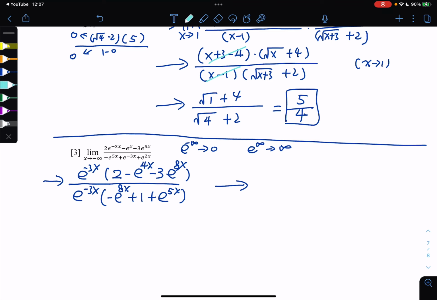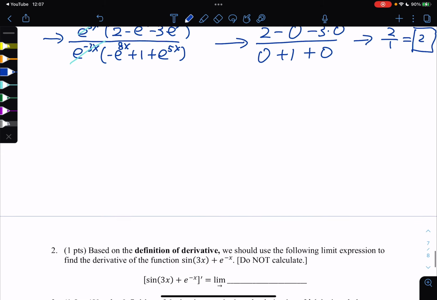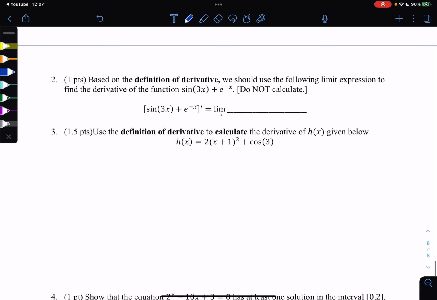And before I do that, I do cancel the shared term. So what I have is 2 minus 3 times e to the negative infinity, which is 0, over e to the negative infinity, which is 0, plus 1 plus 0. So I end up with 2 over 1, which is 2, which is my final answer. So let's look at the next problem.